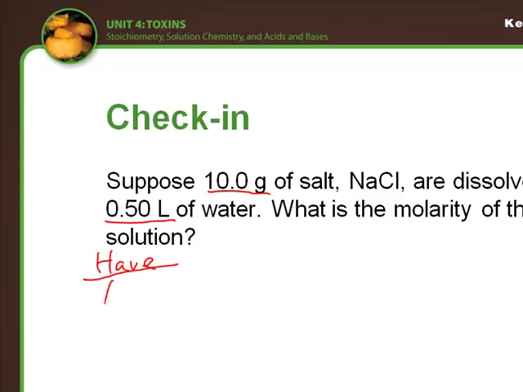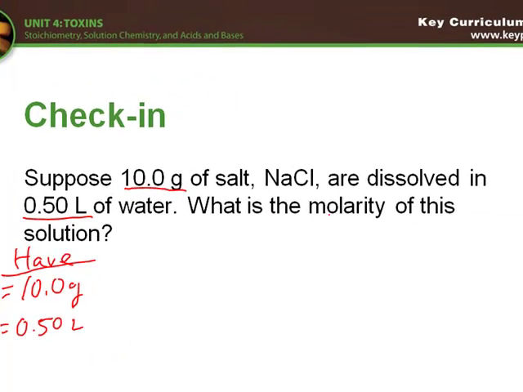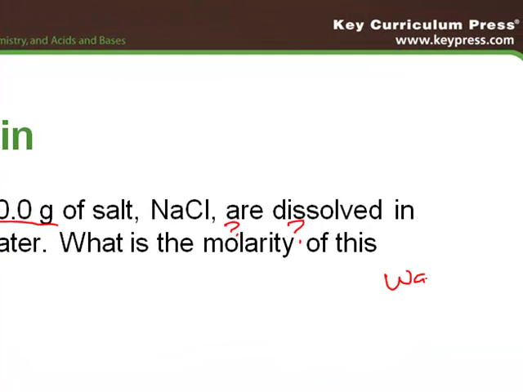So we have 10 grams of salt. We have 0.50 liters of water. The next thing we can do is label what these are. Liters is a measurement of volume, so I can put that as my volume. 10 grams is a measurement of mass. I can put that as my M. M standing for mass. Then I look at the problem. It says, what is the molarity? So what we want to determine is the molarity. So that's what I want to find out in the end, is the molarity.